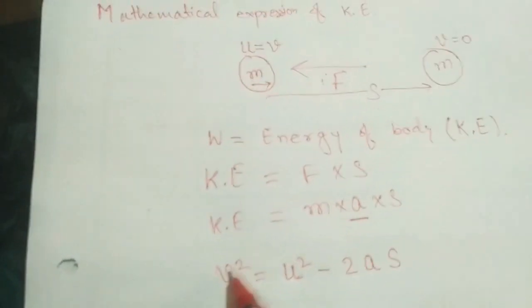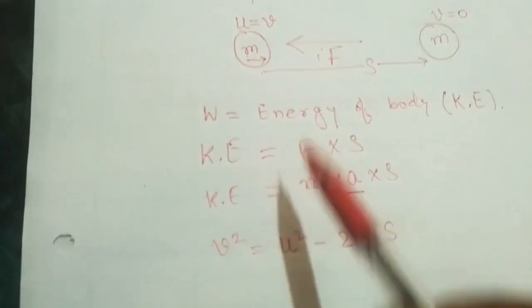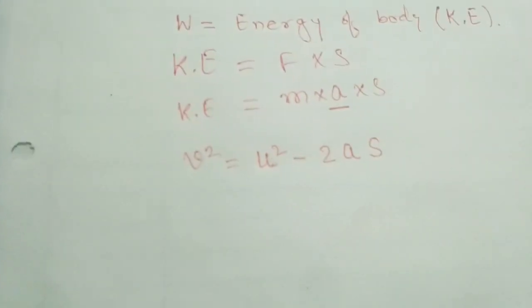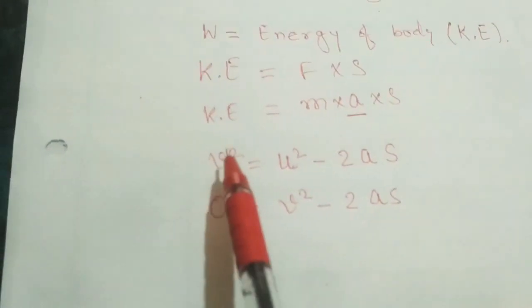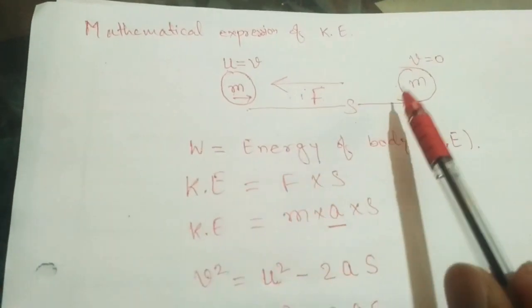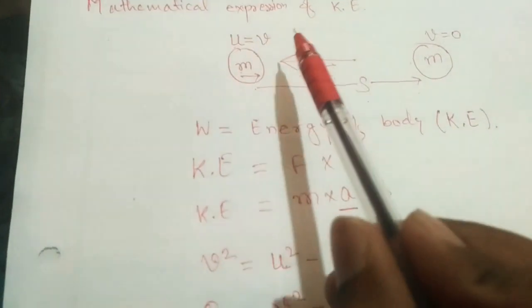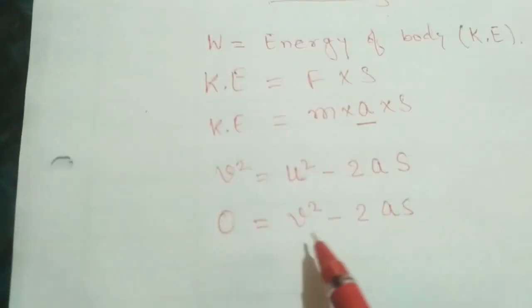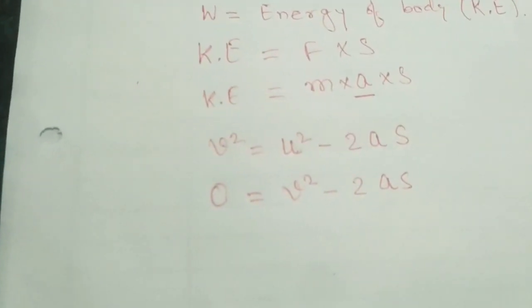And what is the final velocity? 0. What is the initial velocity? v. Let's put that first. Don't go with the figures. This is the v, final velocity was 0. This is the u, initial velocity is v. So see here, and let's find the v square.